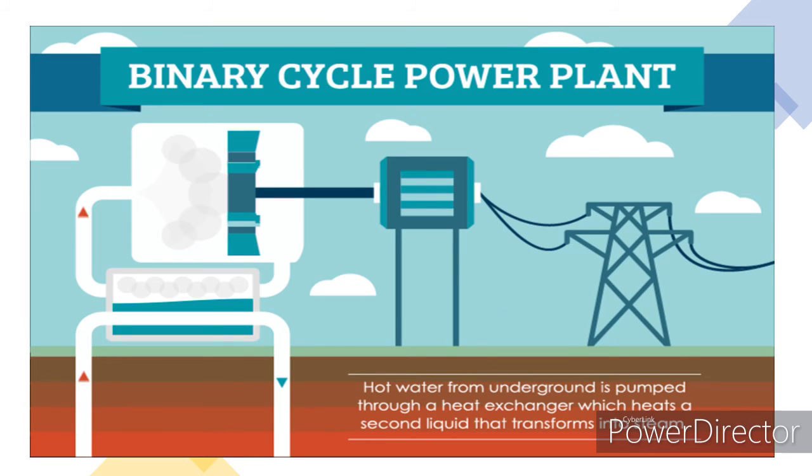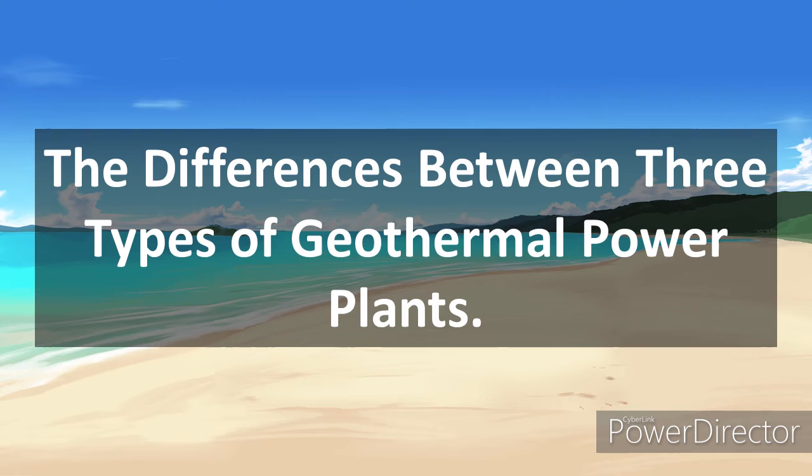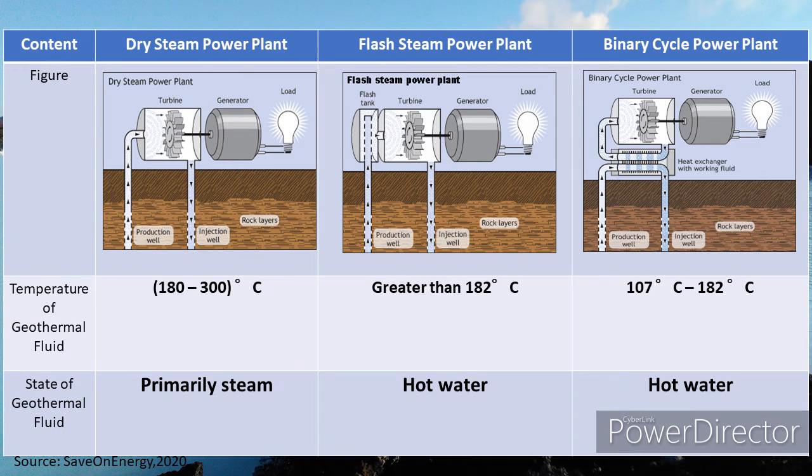Binary cycle power plant. It transfers the heat from geothermal hot water to the second liquid, isobutane, in the heat exchanger. The heat causes the second liquid to turn to steam, which is used to drive a generator turbine. The differences between three types of geothermal power plant. The figure shows the differences between the three types of geothermal power plants.